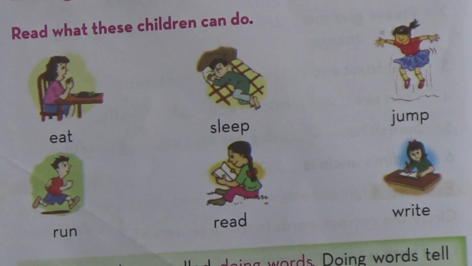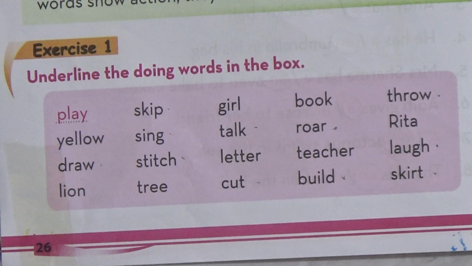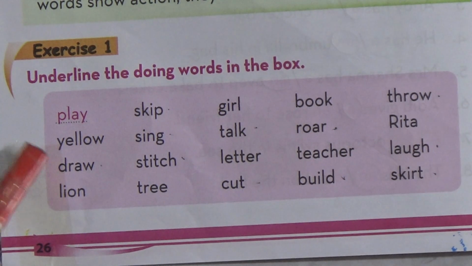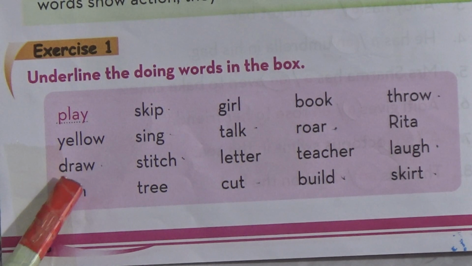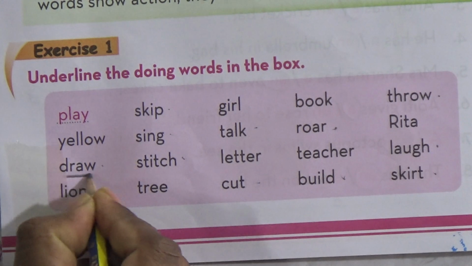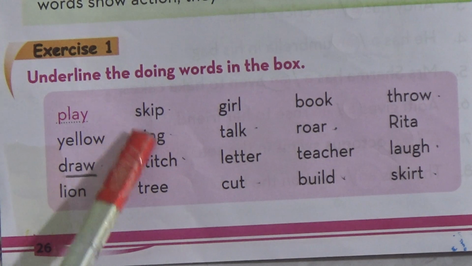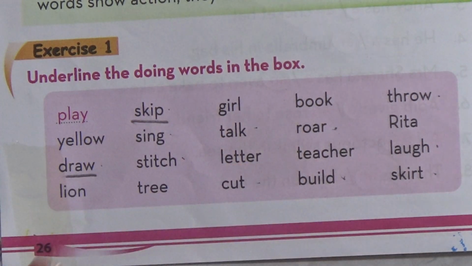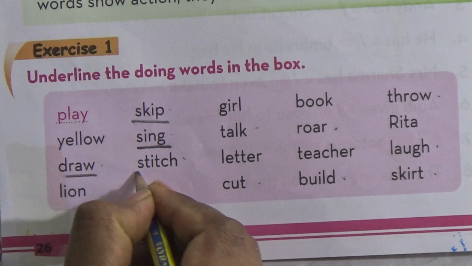Now we will do exercise 1. Underline the doing words in the box. Dear students, number 1 is done for you. Play. You know that play is a doing word. Then, is yellow a doing word? No. Draw, is draw a doing word? Yes. Then we will underline draw. Then lion. Lion is a noun, so skip. Dear students, skip is a doing word. Then sing. Sing is also a doing word. Stage. Stage is also a doing word.